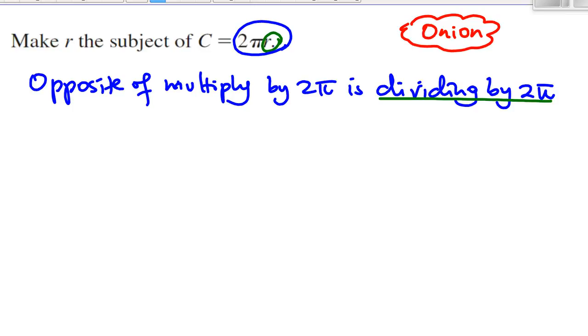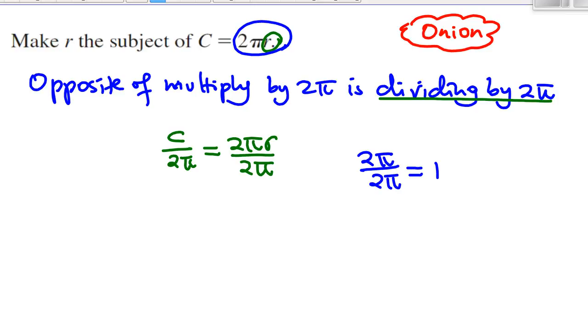So what we'll end up with is C over 2 pi is equal to 2 pi R divided by 2 pi. Now we know that 2 pi divided by 2 pi is equal to 1. So these cancel to give you 1. That's gone. We'll end up with R is equal to C over 2 pi. Let's look at another example.